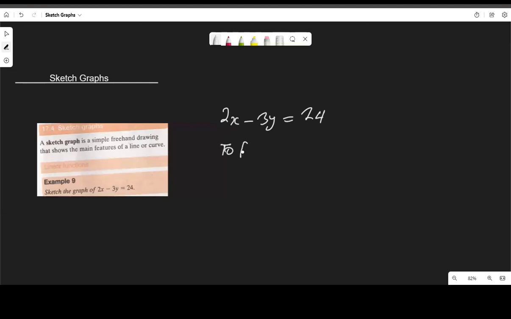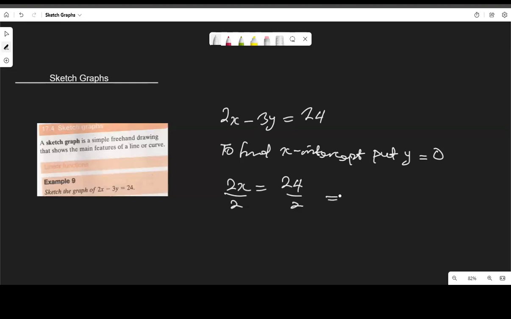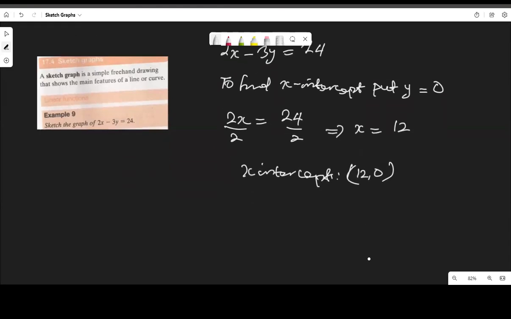So to find the x-intercept, we put y to be 0. So if y is 0, the whole of this term will be 0, so that 2x is equal to 24. Dividing both sides by 2 implies that x is equal to 12, such that the x-intercept is (12, 0). These are the points we are going to plot.